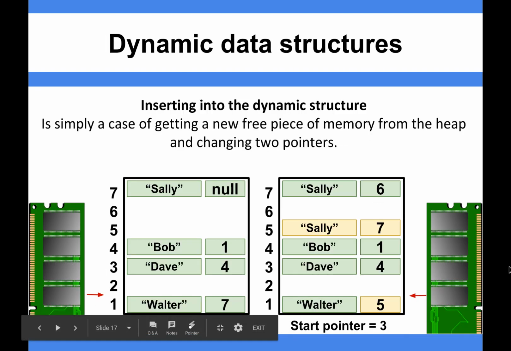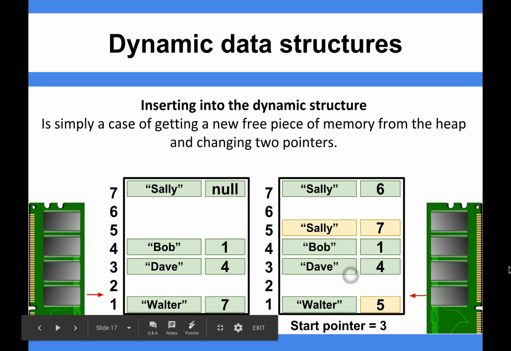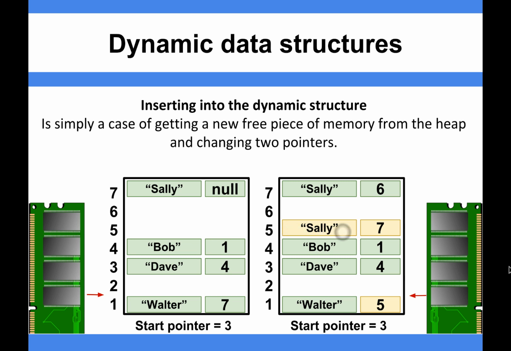So, we've got Dave pointing to Bob, Bob pointing to Walter. Walter needs to point to the memory location which you've just got from the heap. So I've just got memory location 5 from the heap. Now, I can't put that straight in there because that would overwrite what's in there, because we need 7. So what we do, we put the data in the memory location, we copy what was Walter's pointer and give it to our new memory location, and then we put our new memory location inside Walter's pointer. So now we've got Dave pointing to Bob, Bob pointing to Walter, Walter pointing to our new Sally, and our new Sally pointing to our old Sally.